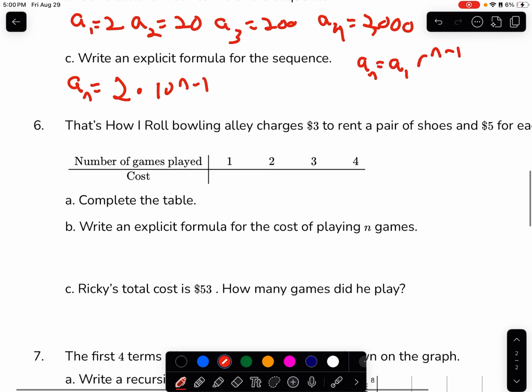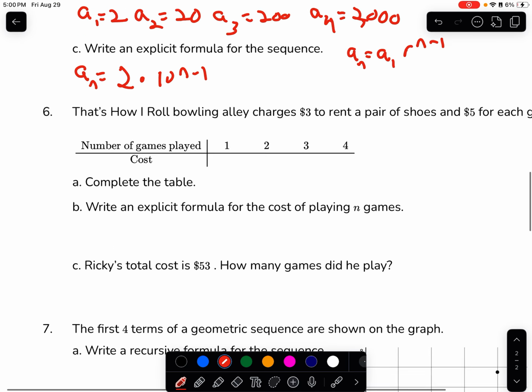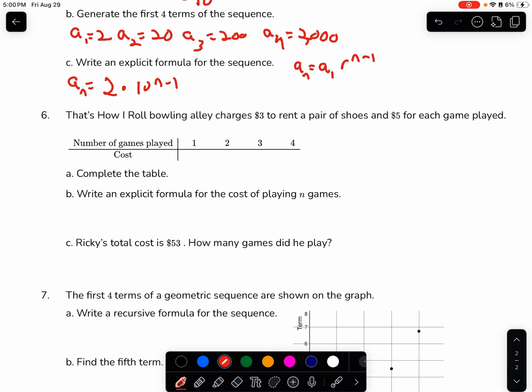Bowling alley charges $3 to rent a pair of shoes, and $5 for each game played. Number of games played. If you played one game, how much would you be charged? Well, you have to rent the shoes. No matter how many games you play, you always have to pay $3 for shoes. And then for each game you played, you added $5.